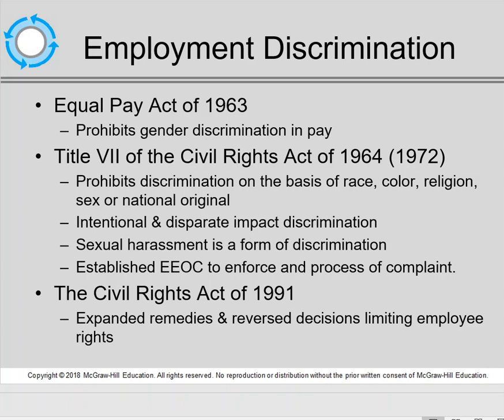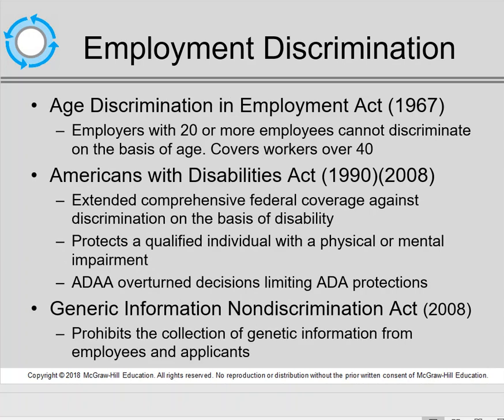Other things dealing with employment discrimination, let's talk about age. So employers with 20 or more employees cannot discriminate on the basis of age, and age is considered workers over 40. There are BFOQ exemptions in place. So for instance, if you're hiring a young actor, a teenager, you don't have to hire someone who's over 40.